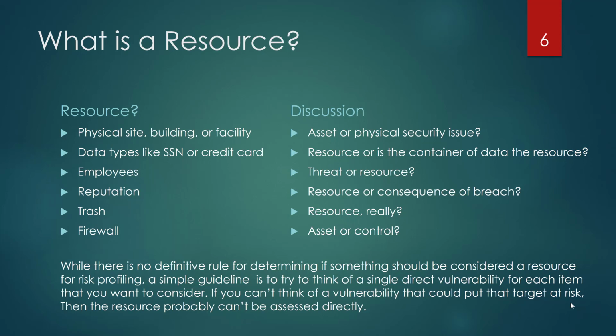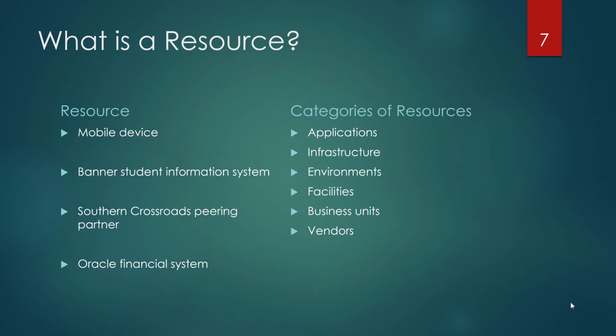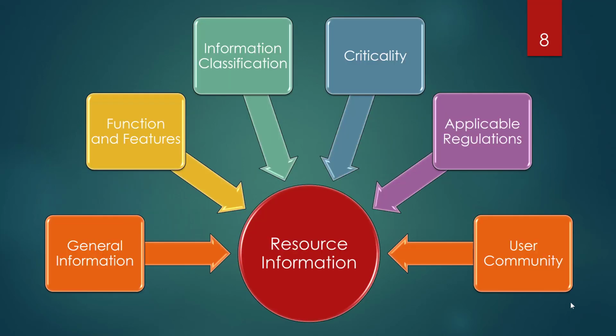All right, so we've done this. So what are some resources? How about that mobile device, which is a container? How about these systems or a peering partner? Those are. And here are the kind of categories that you would find out there. So facilities are out there, but it's going to be the right type of facility to be considered a resource. All right. And so these are the types of things that you're going to want to try to find in your environment: applications, infrastructure, environments, some facilities, not all, business units, and then vendors.